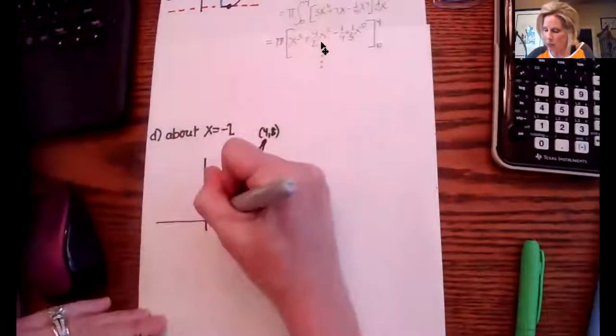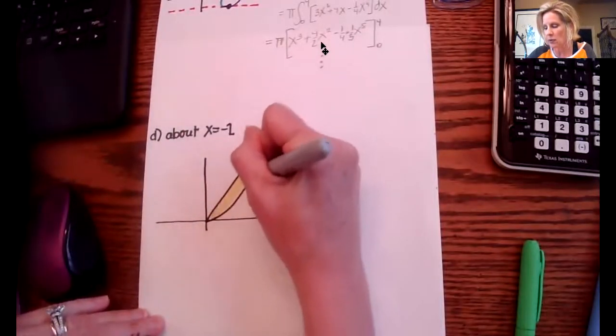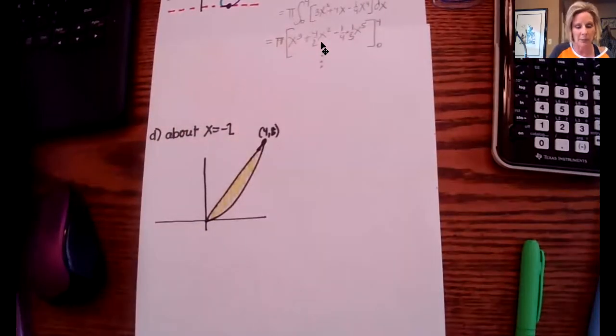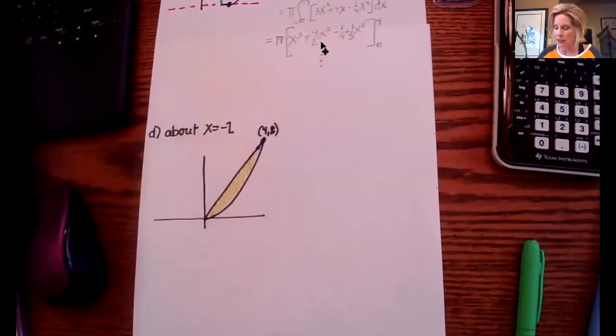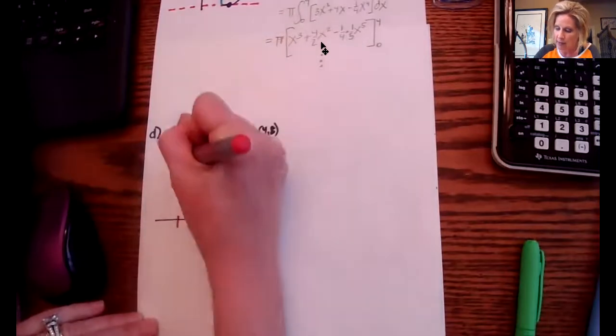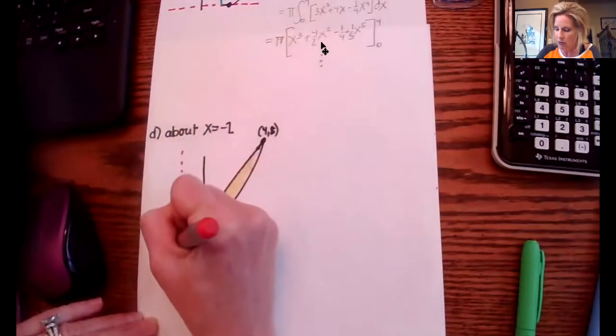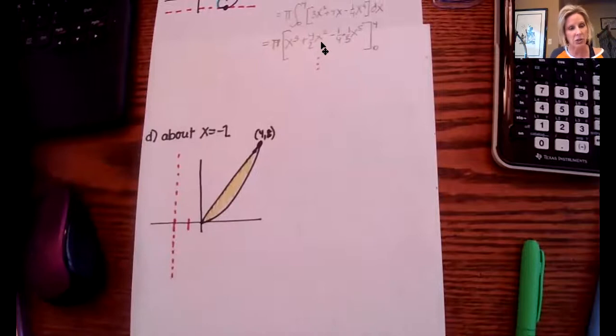A lot of times I will shade, but you don't have to do that. That's not really a requirement. Usually I'll do it in real light pencil. Now I'm revolving around x equals -2. That's a vertical line. I was going to revolve around x equals -1 and decided to change it.